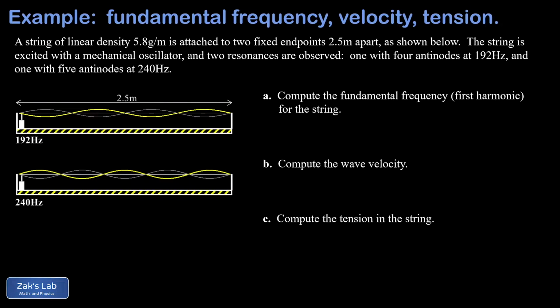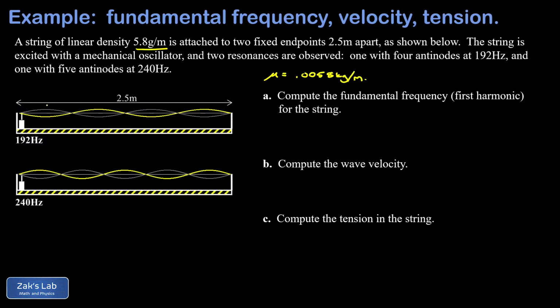In this problem, we're looking at some normal modes on a string that's clamped at both ends. We're given the linear density of that string in grams per meter, and we want to convert this to SI units, so I'll just do that up here. We normally use the Greek letter mu for this, so we have to shift the decimal place 3 times, and I end up with 0.0058 kilograms per meter. That will be useful later.